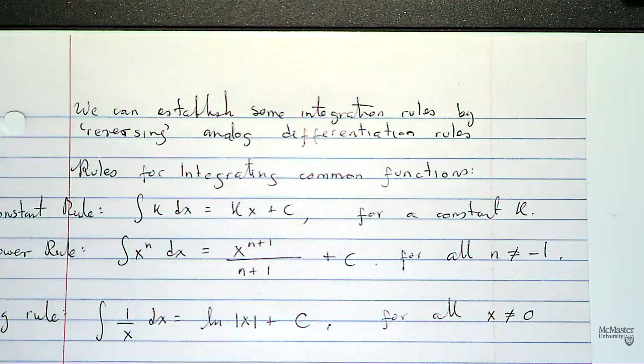Then what you have is the exponential rule, which, if you remember your functions, the integral of e to the kx dx is equal to e to the kx divided by k plus c, where the constant k is not 0.